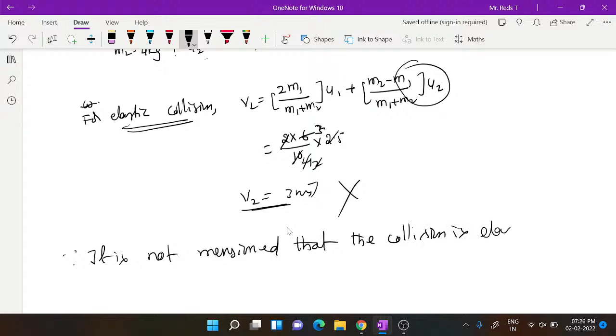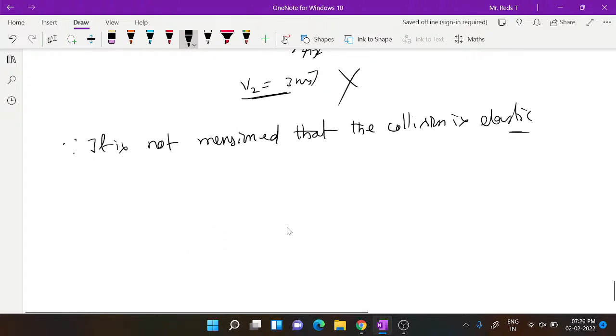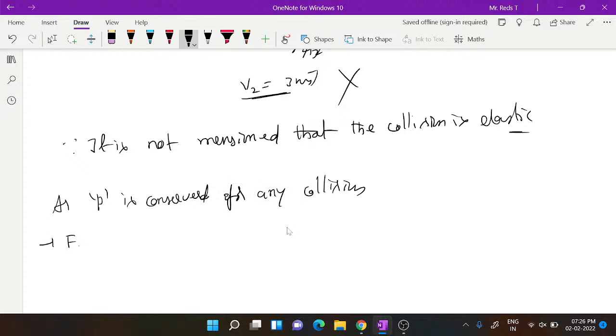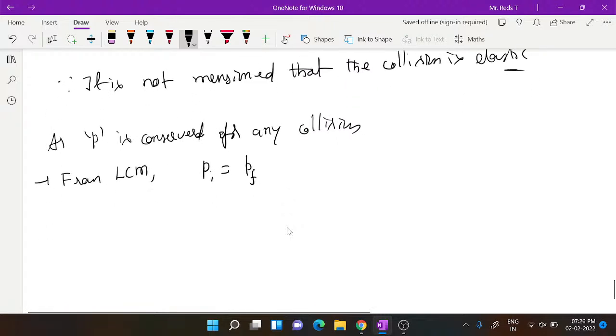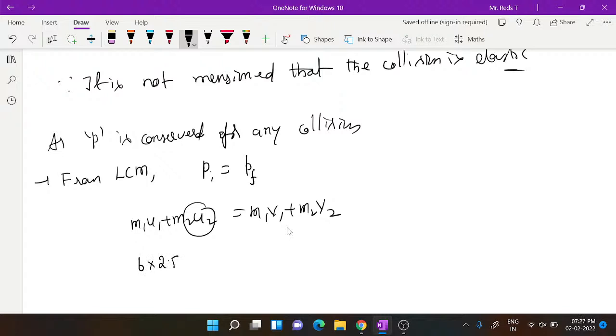It is not mentioned that the collision is elastic, but for any collision momentum will be conserved. From the law of conservation of momentum, initial momentum is equal to final momentum. So M1 U1 plus M2 U2 is equal to M1 V1 plus M2 V2. Here U2 is 0. M1 is 6 into U1 is 2.5 is equal to M1 which is 6 into V1 which is 1, plus M2 which is 4 into V2. V2 is what we have to find.